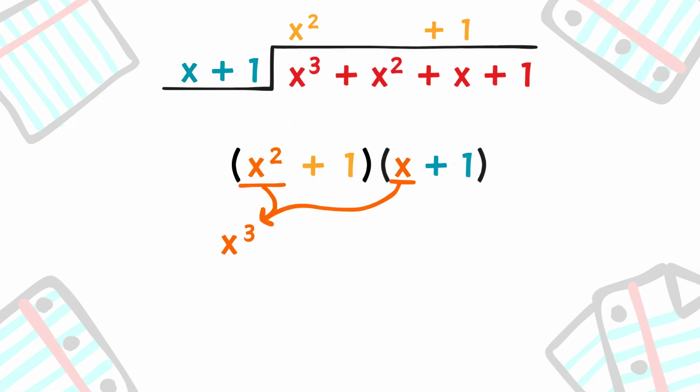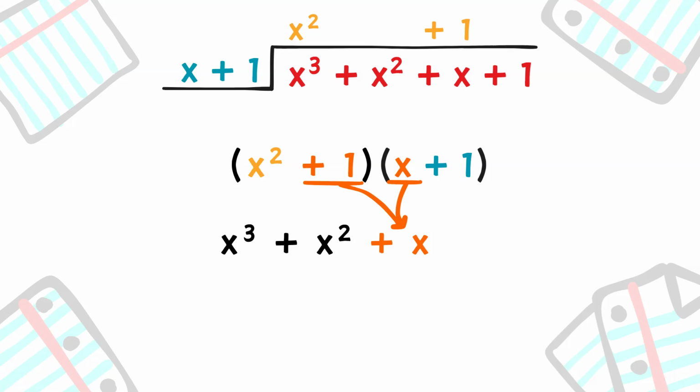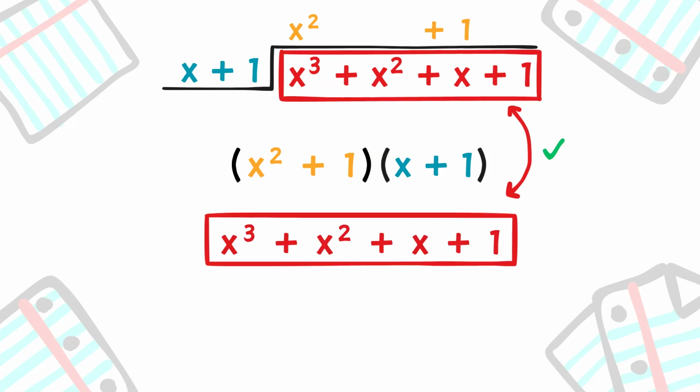X squared times x is x cubed. X squared times 1 is x squared. 1 times x is x. And 1 times 1 is 1. So we have x cubed plus x squared plus x plus 1. There you go. Great job.